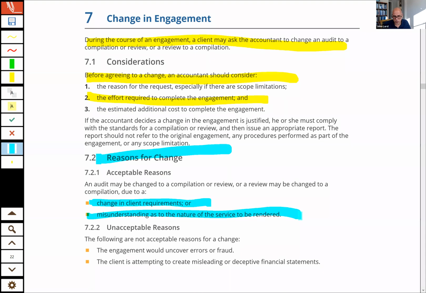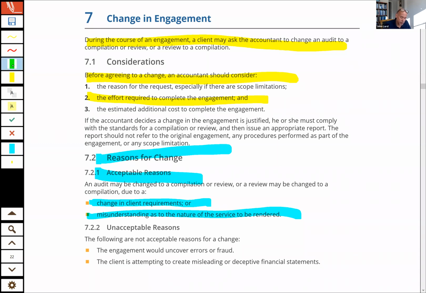Or maybe they misunderstood the scope of the service and you start doing some things like asking them a lot of internal control questions. They're like, wait a minute, this sounds a little beyond the scope of what we need. They go back to the bank. They said, he's asking us all these questions. The bank says, well, we just really need a review. Oh, okay, well, now we don't have to make as many inquiries about the internal control if it's a review versus an audit. So those would be acceptable reasons.